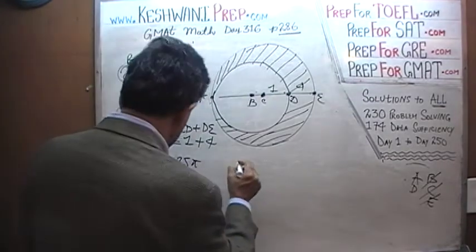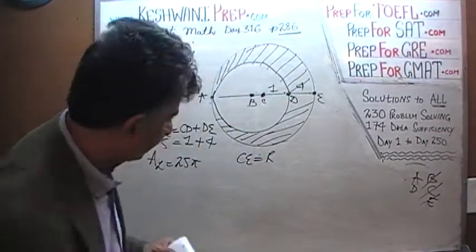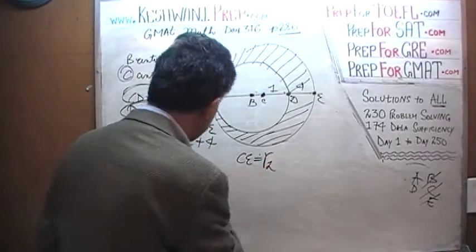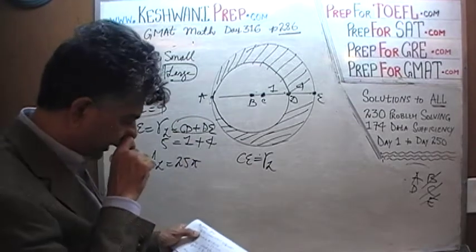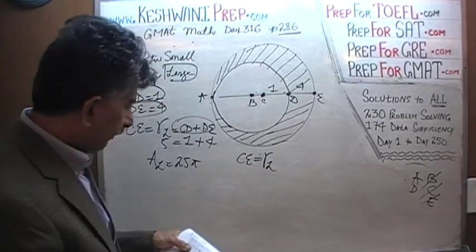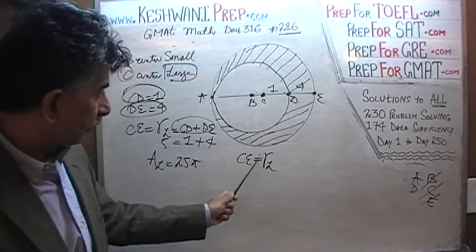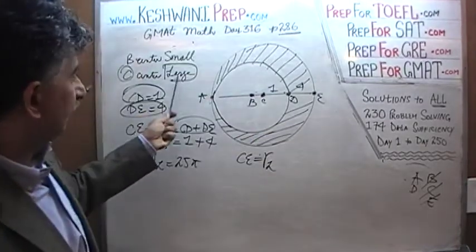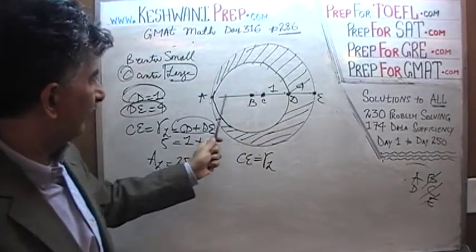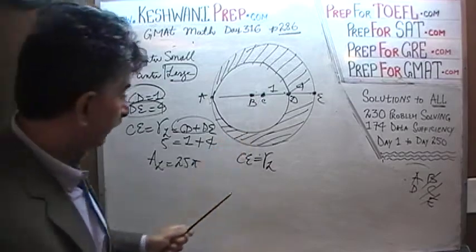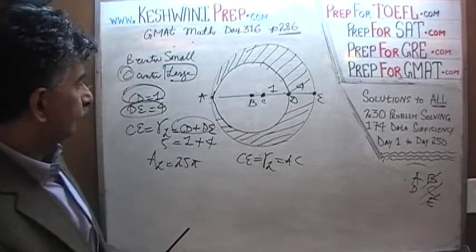Let's see. C to E we know is the radius of the large circle, which is the same as C to D plus D to E, which is 5. But this radius of the large circle, from C to E, because C is the center of the large circle, would have to be the same as A to C. Therefore, this is the same as A to C. Well, there we go. We're almost done.